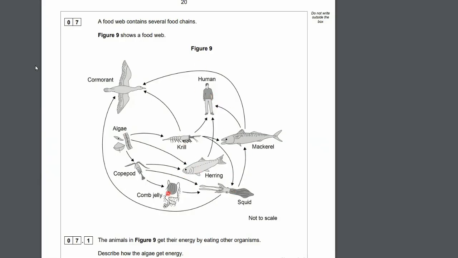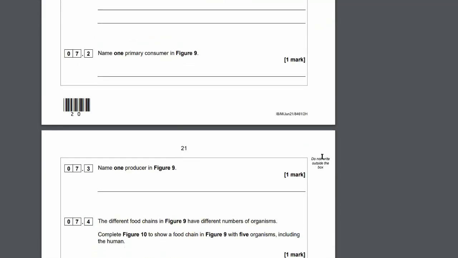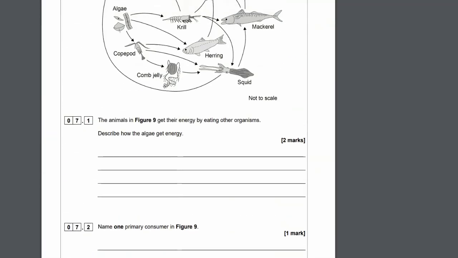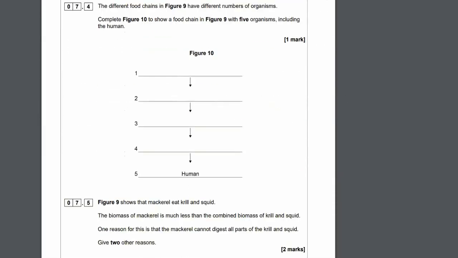Now, for the next question, we need to name one of the primary consumers. Primary consumers are the things that eat the producer. And so, of our primary consumers in Figure 9, you've got three things that eat the producer. We've got krill. So I'm going with krill. There's two other things up there that do. And name one producer. Well, that will be the algae. They're the thing that actually makes the food. So I'm going to go with the algae.